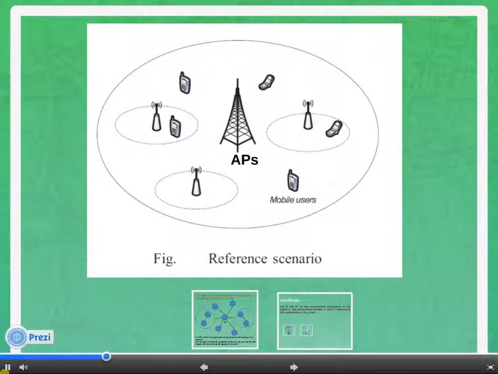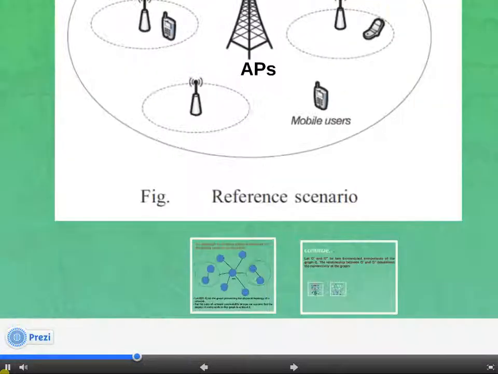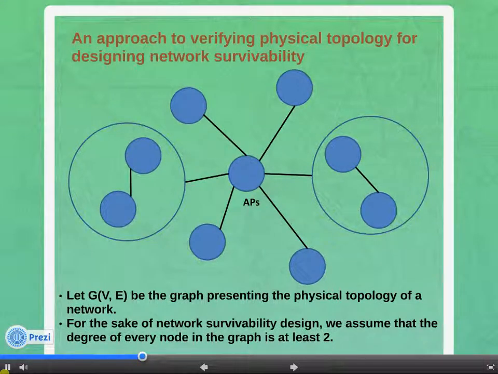This is a pictorial representation of the given scenario. From this scenario, first we have to form a graph in which all user terminals and access points are used as nodes and all communication links as graph edges. Let G(V,E) be the graph representing the physical topology of the network. For network survivability design, we assume that the degree of every node in the graph is at least 2. This condition allows every node to belong to a bi-connected component.